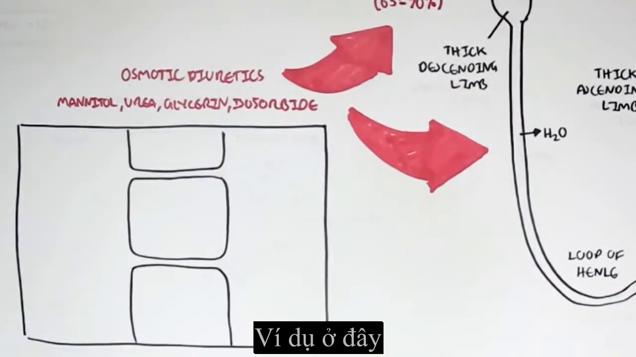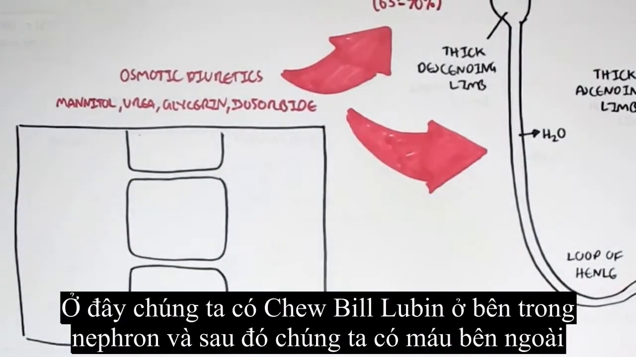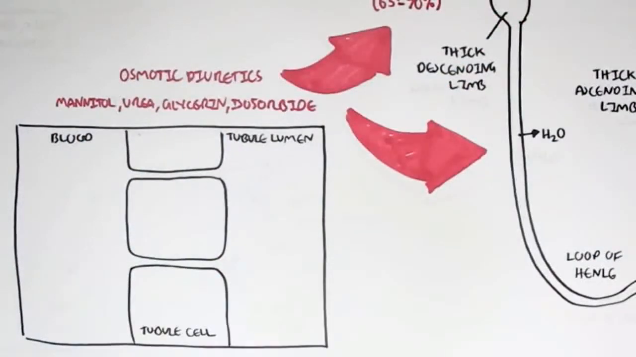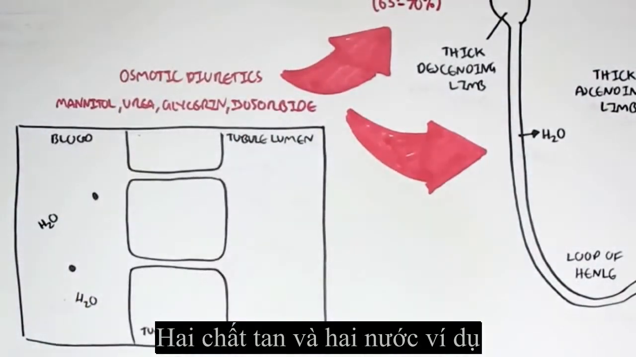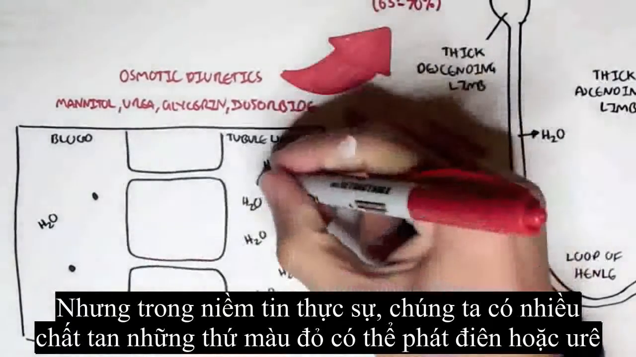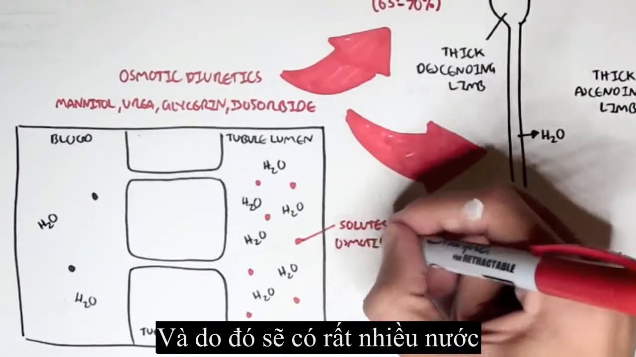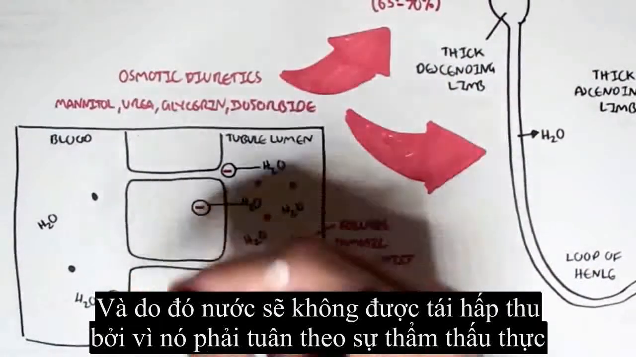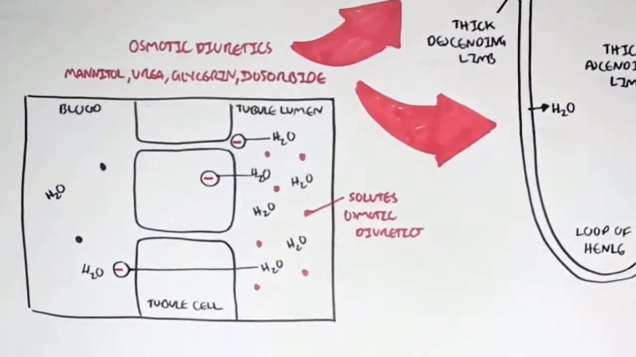So for example, here we have the cells lining the tubule. Here we have the tubule lumen, which is inside the nephron, and then we have the blood, which is outside. In the blood, we have like 2 solutes and 2 waters, for example. But in the tubule lumen, we have many solutes, these red things, which can be mannitol or urea. And therefore, there will be a lot of water. And therefore, water will not be reabsorbed because it has to follow the osmosis rule. Hence the name osmotic diuretics.